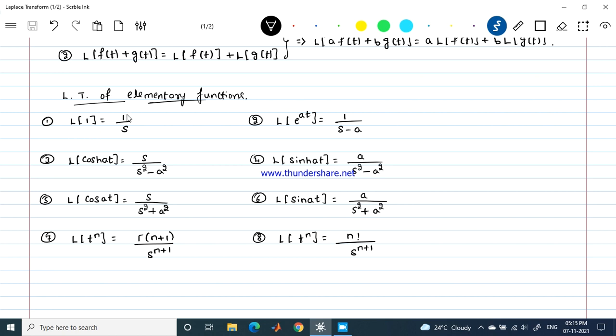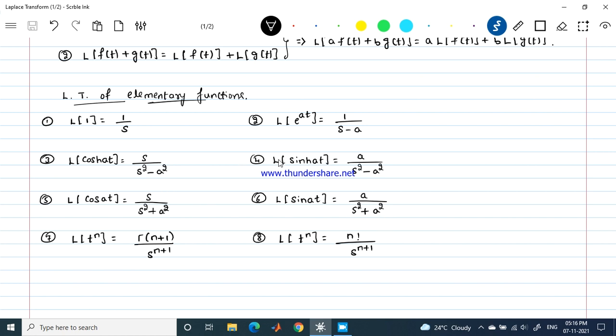Laplace of 1 is 1 by s. Laplace of e power at, exponential function. Here we need to look for this a, and this a will decide my output. It's 1 by s minus a. Laplace of cos hyperbolic at will say s by s square minus a square is your answer. L of sin hyperbolic at is given by a by s square minus a square. L of cos at is s by s square plus a square. L of sin at is a by s square plus a square.